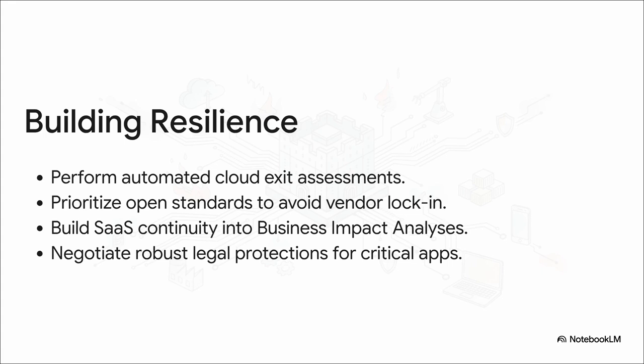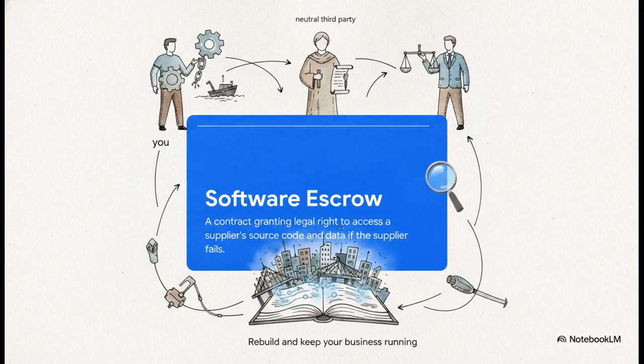Third, treat SaaS resilience as a board-level requirement by building it directly into your core business impact analyses. And finally, negotiate robust legal protections for business-critical applications before you sign the dotted line. Which brings us to the ultimate safety net, a software escrow agreement.